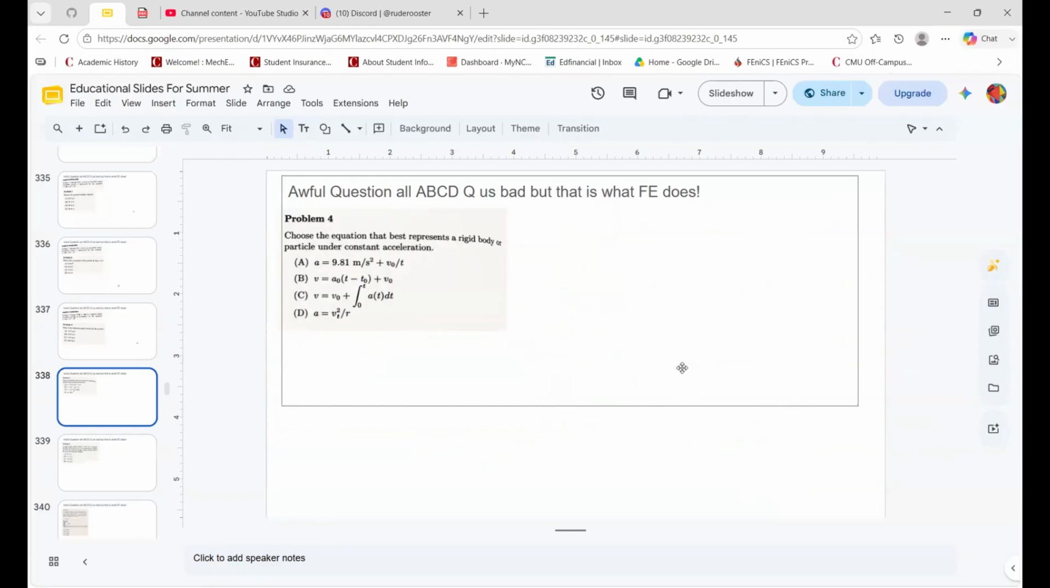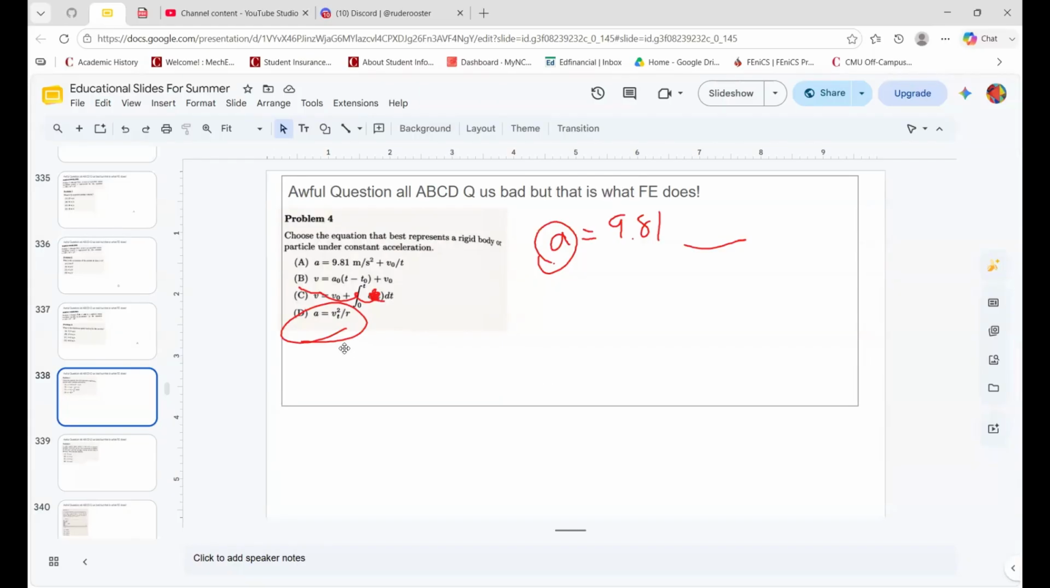Choose the equation that best represents a particle under constant acceleration. So why would you need a time acceleration change? We know a equals, I mean 9.81 makes sense, but why is the rest there? Okay, that doesn't make any sense. Oh, this actually does make sense. D makes sense, so I'm going to choose probably that. Huh, no, tangential also can be wrong.